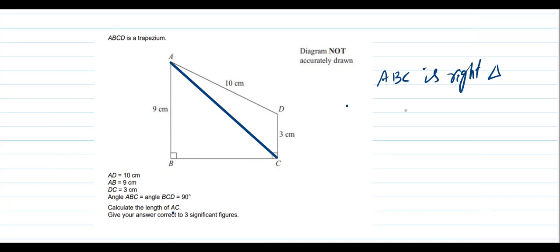So for finding AC, it means if you draw it separately, just ABC. So this is obviously A, this is B, this is C, and this one is... we know AD, we know AB, but the BC is not there. And calculate the length of AC to three significant figures. There is a problem in that. A small problem is there actually.